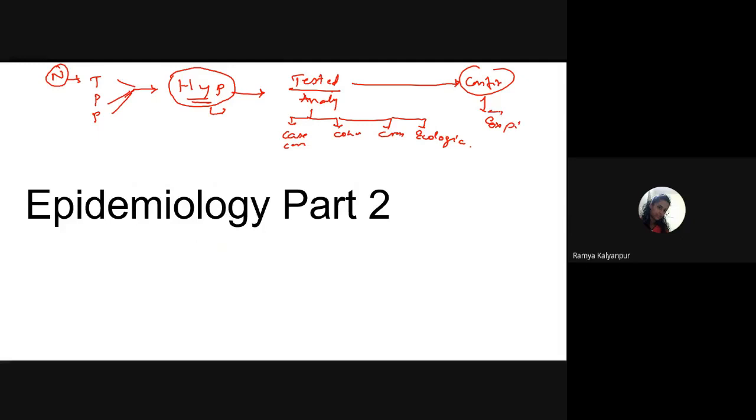This testing of the hypothesis is done by means of analytical studies. Here we have various types: case control studies, cohort studies, cross sectional studies, and ecological studies. These are the different types of analytical studies. Once the hypothesis is tested here, we want to confirm it. How do we do the confirmation? This is the last stage, where we do the experiment or the intervention and try to confirm the hypotheses which we generated in the descriptive study.